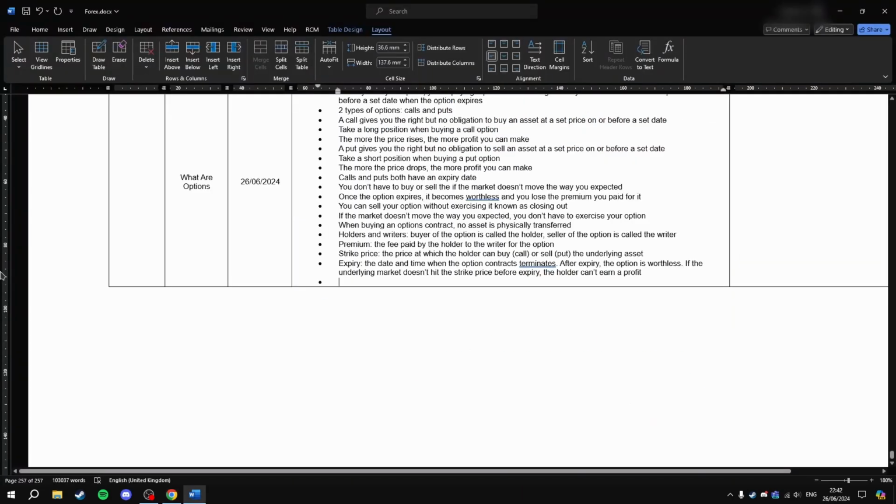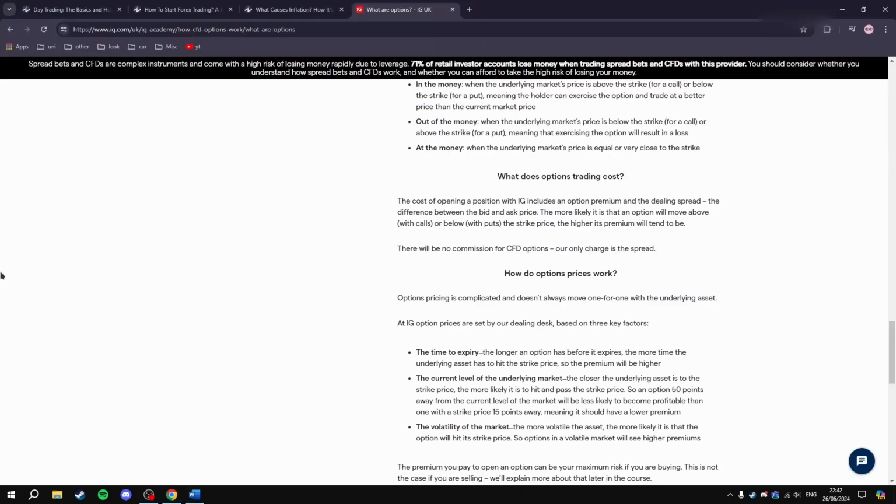In the money. When the underlying market's price is above the strike for a call, or below the strike for a put, meaning the holder can exercise the option and trade at a better price than the current market price.